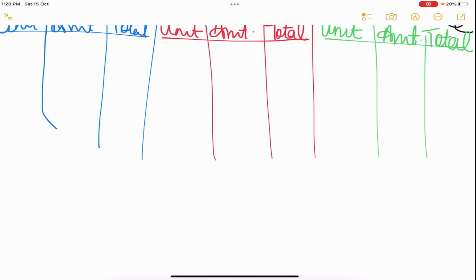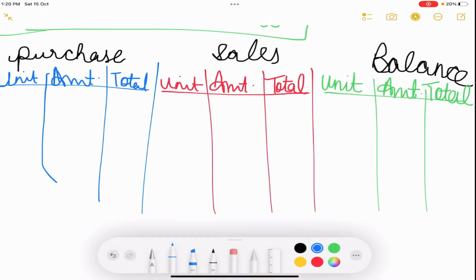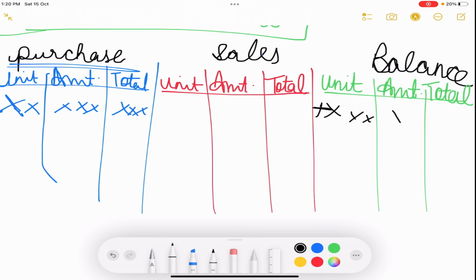How will we use this table to solve whatever is there with us? Whenever I purchase something, I will write it over here, the number of units I have purchased and whatever is the costing of one, whatever is the total. So whenever I purchase something, the stock increases, my balance increases, my inventory increases, my purchases increases. So I will have a plus of something. So whatever I have purchased, I will be writing it over here, and the value of it and the total also. So total is nothing but unit multiplied by amount.